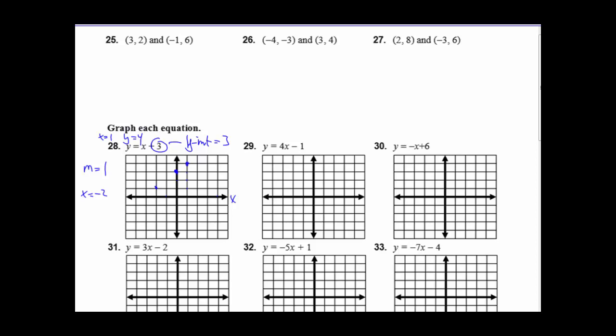Another way we can do this, if we start on the point, instead of going up positive 1 and right positive 1, let's go down negative 1 and to the left negative 1, which is equivalent to a slope of 1. So down 1, over 1, down 1, over 1. We have a bunch of points that we can take. If we connect the line, we get this handy-dandy line.